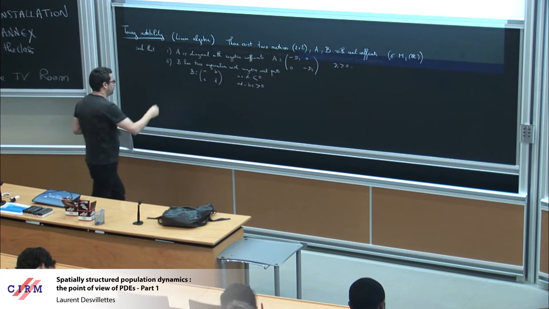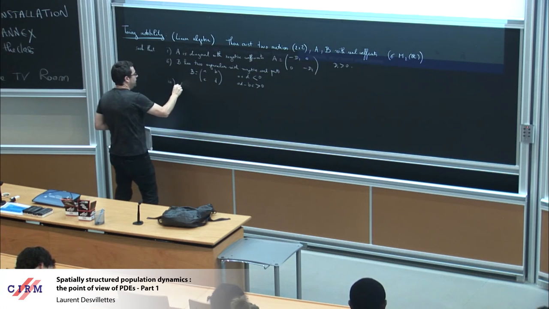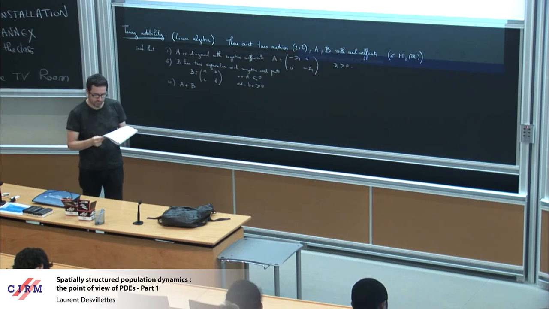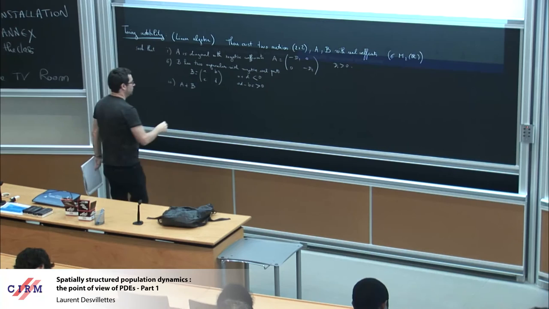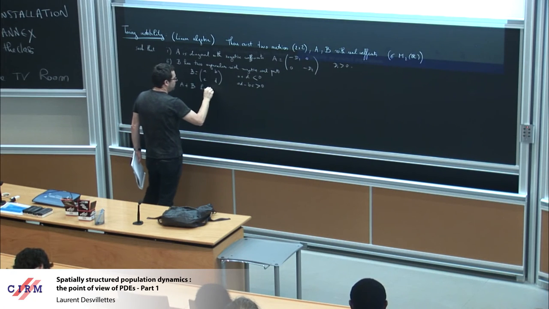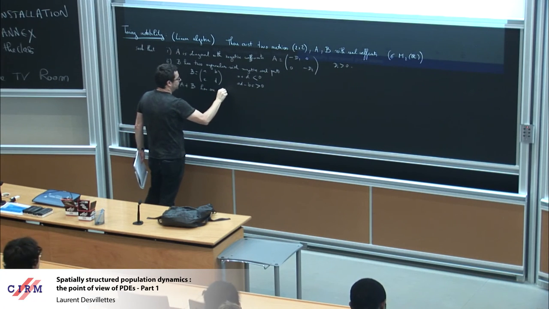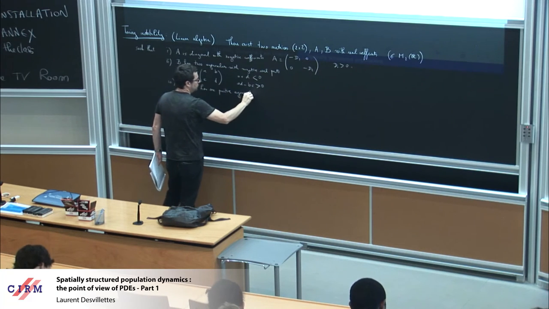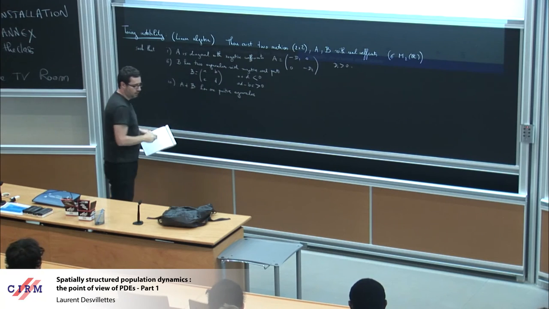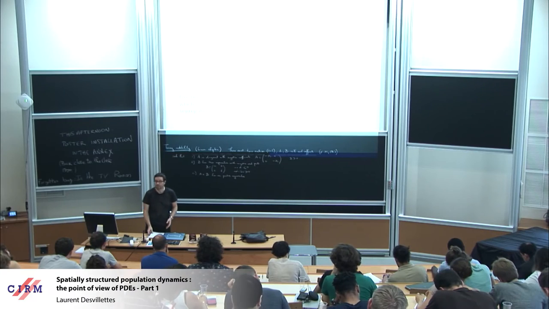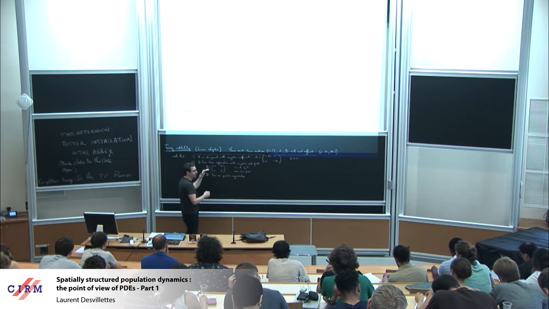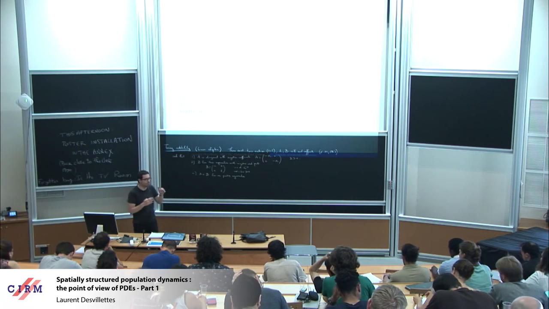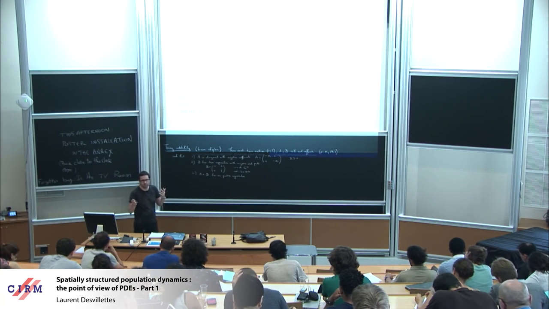Okay, and the last thing is that now if you look at A plus B, then A plus B has one positive eigenvalue, at least. But in fact, as we will see, there is one positive and one negative, or one with positive real part and one with negative real part.